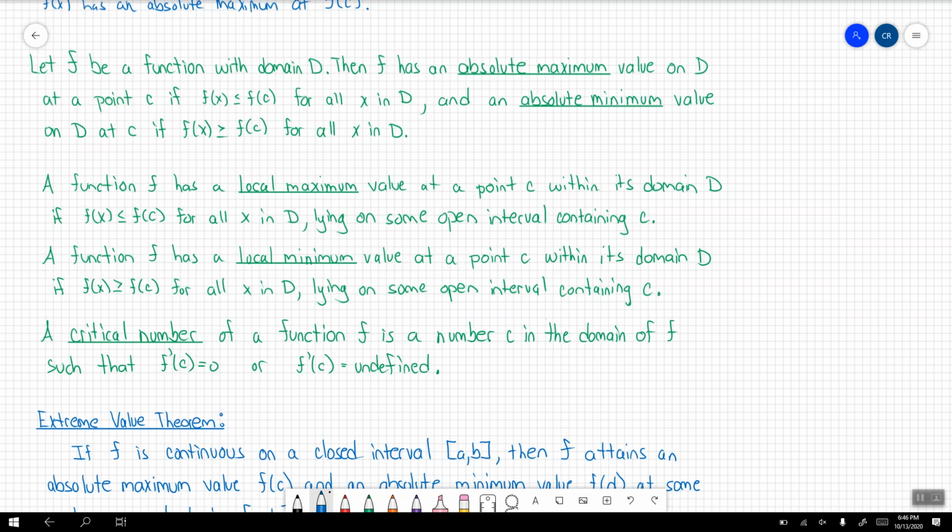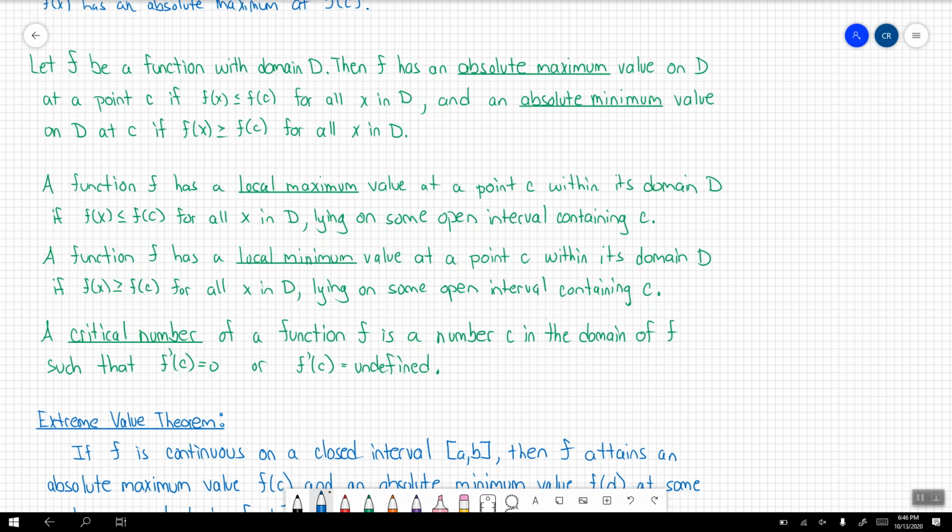All right, so here's the definition for the critical numbers that we're going to be looking for. We're going to want to identify a critical number of a function, and a critical number of a function f is a number c in the domain of the function f such that the derivative evaluated at that value is equal to 0, or the derivative evaluated at c is undefined.